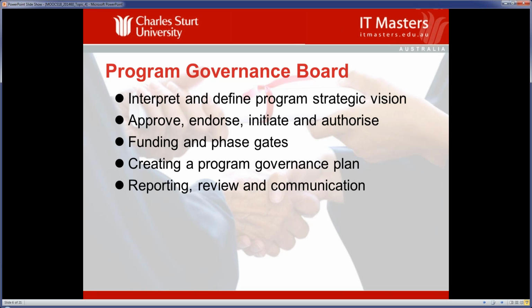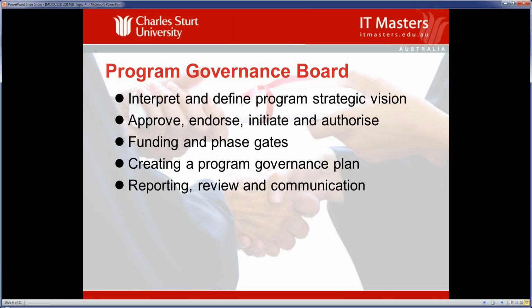It also means that the governance board is going to have to be on top of everything. It's going to have to be up to date. So the governance board is going to be making decisions about what kind of reporting is necessary. How are we going to review the activities? How are we going to review how well things are progressing towards the delivery of those benefits? That means what kind of communication do we need in order to achieve those things?